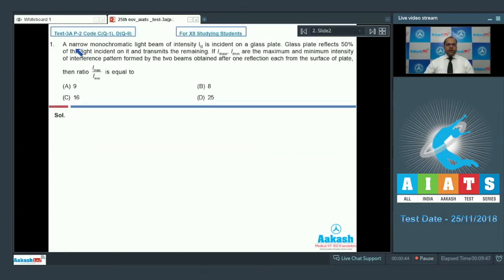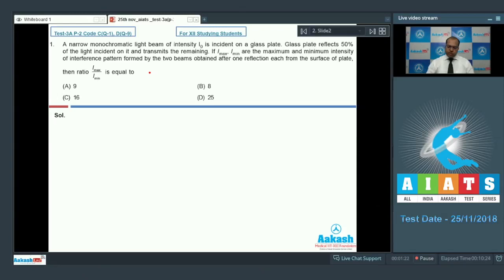Let's move to question number 1. In question number 1, a narrow monochromatic light beam of intensity I0 is incident on a glass plate. The glass plate reflects 50% of the light incident on it and transmits the remaining. If Imax and Imin are the maximum and minimum intensity of the interference pattern formed by the two beams obtained after one reflection each from the surface of the plate, then the ratio Imax upon Imin is equal to.